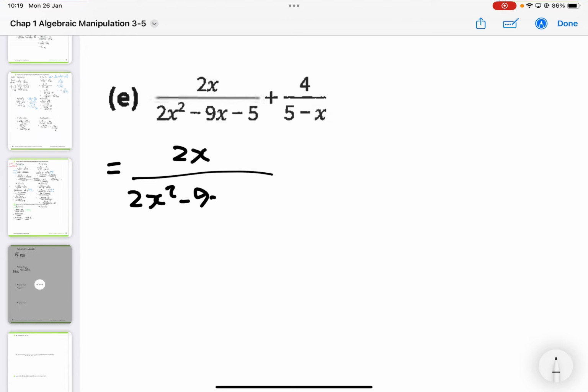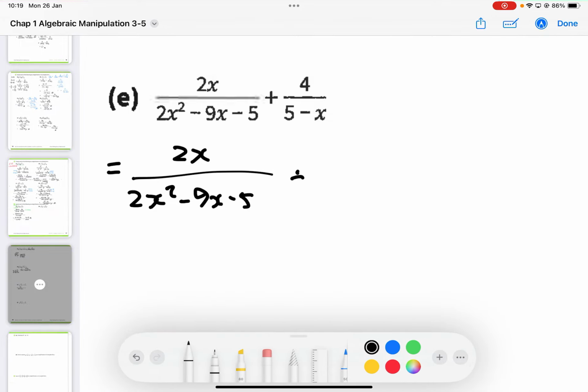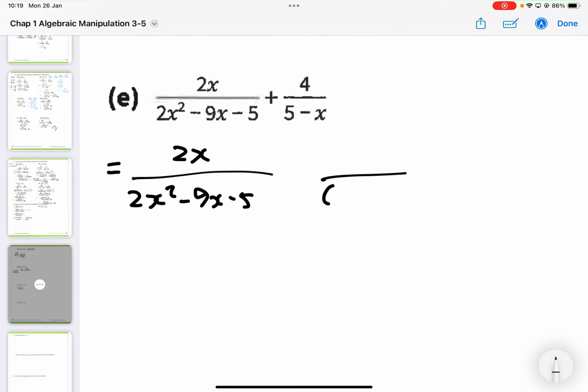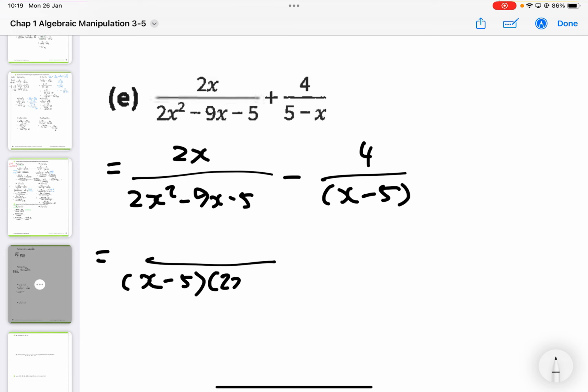For part E, I will prefer to change the sign from 5 minus x to x minus 5 first. Okay? I factorize out a minus first. Then later when I factorize this will be easier. Okay? Because it's easier to work with positive x. So I factorize out a negative and change this to minus. After that, when I factorize, I know I factorize out x minus 5. I will have 2x plus 1.